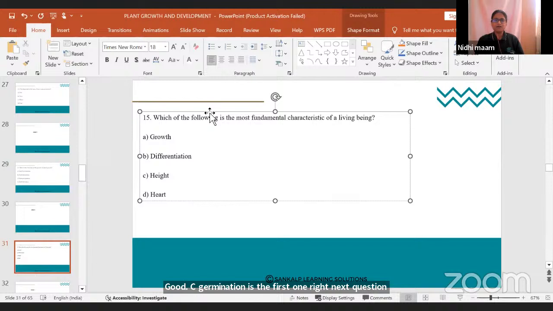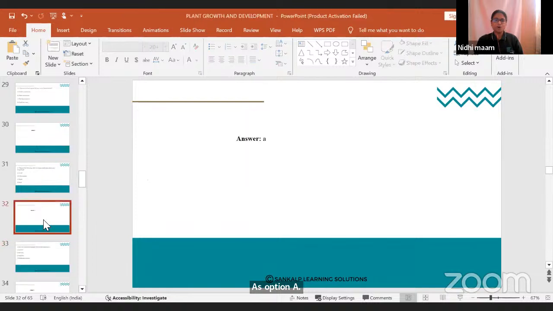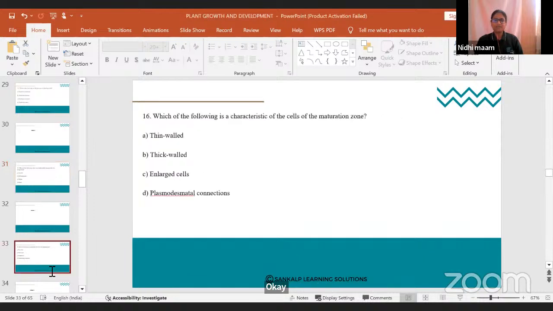Which of the following is the most fundamental characteristic of a living being? A, growth. B, differentiation. C, height. D, heart. Shweta, Sharath, Siddhan Gowda, Aishwarya KM, Bhimabai Ambedkar, Sangamesh Nellur are active on YouTube. Jyoti, Varun Raj answered it. Most of you answered option A. Bhuvan and Impana answered it. So the right answer for this question is option A, that is growth. Differentiation, height, heart. Okay, Impana and Yashwant answered it. So the right answer is option A, growth. They asked fundamental, right?